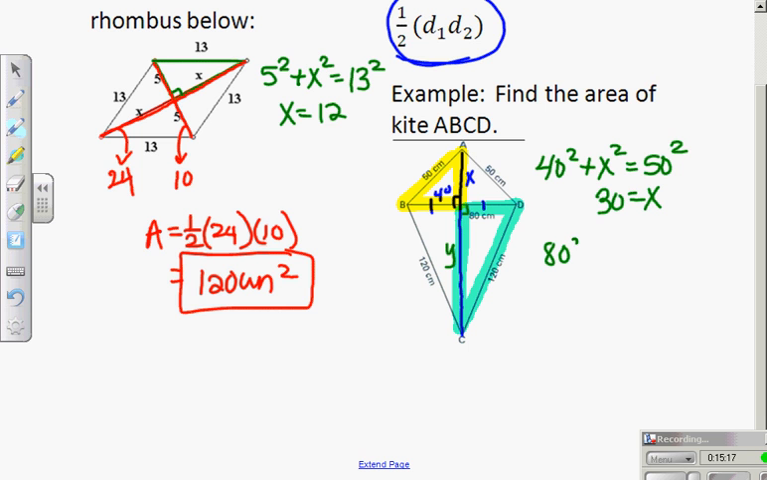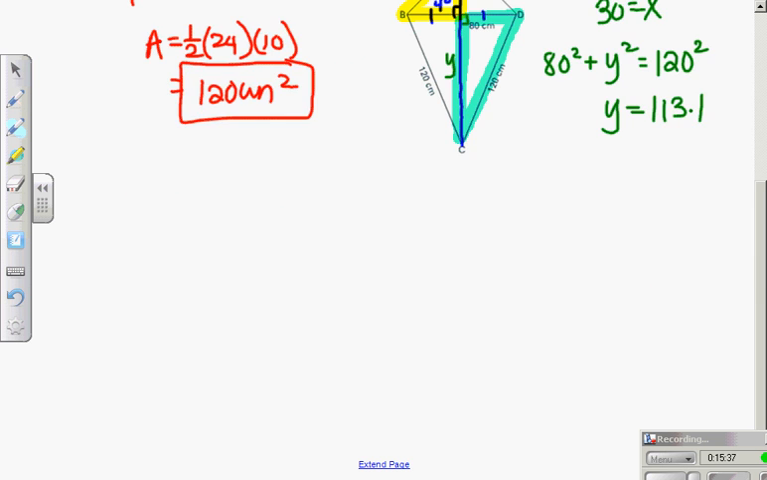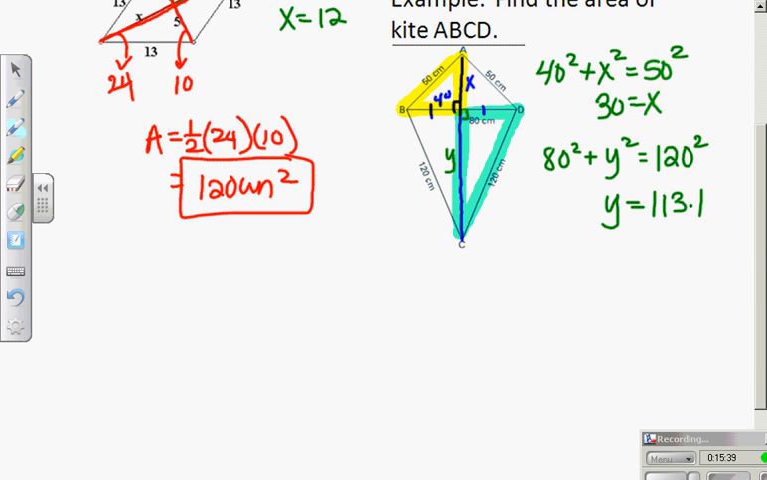If I look at the blue right triangle and look at y, I have 80 squared plus y squared is equal to 120 squared. Now this one doesn't work out quite as nice and neat. And when you do the Pythagorean theorem on this one, you're going to end up with y being 113.1 units.